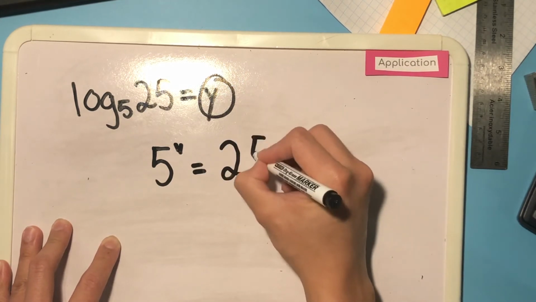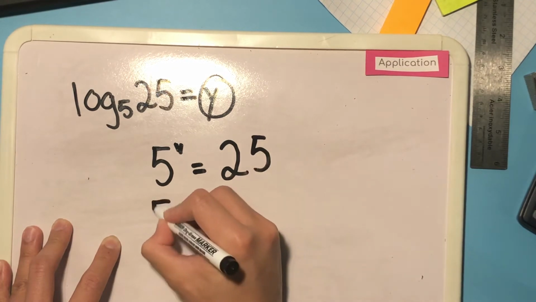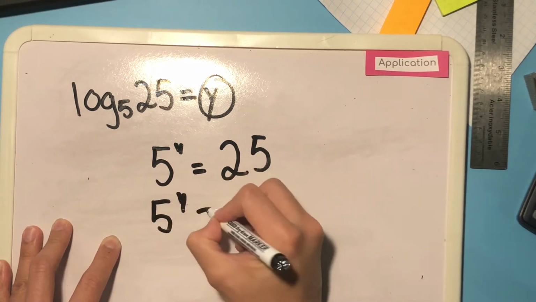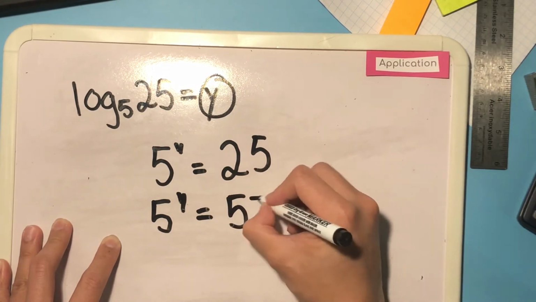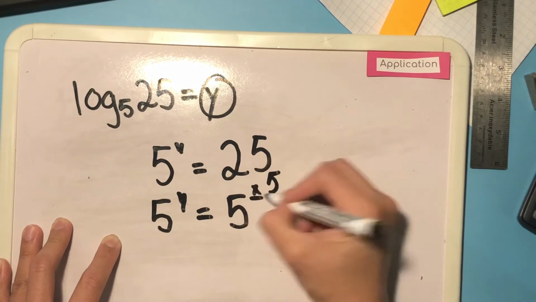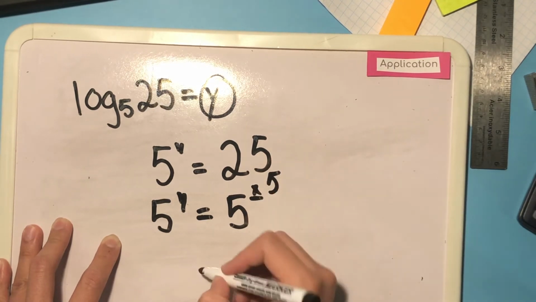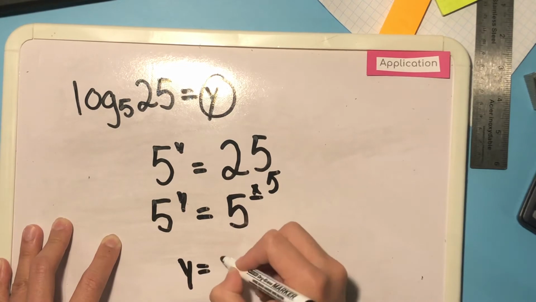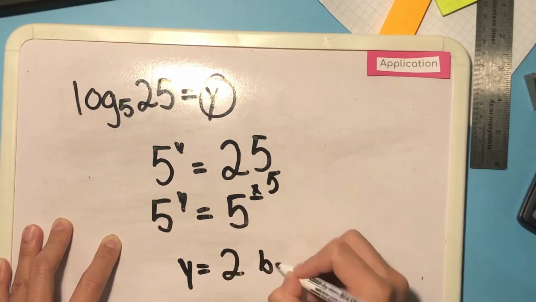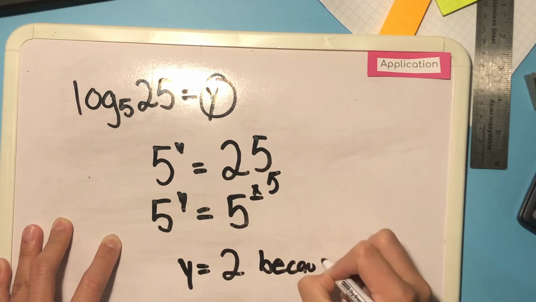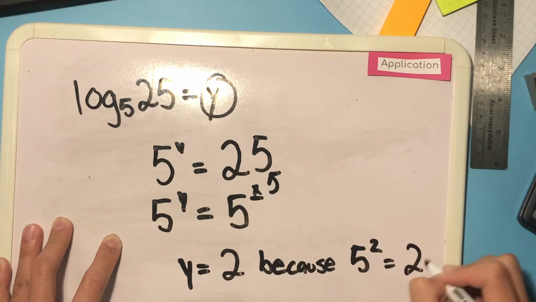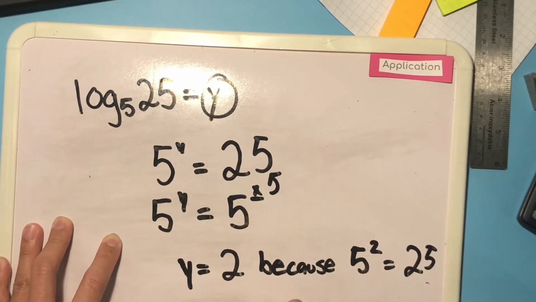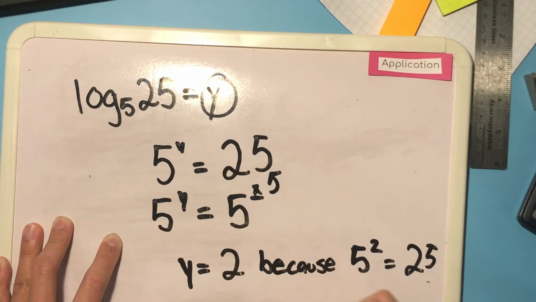Now, if that doesn't work for you, you can also change the 25 into 5 squared. So you can rewrite this as 5 to the power of y equals 5 to the power of 2. And you could essentially put an x on that little blank to help you see it. But with some guess and check, you can understand that if you do 5 to the power of 2, you'd get 25. Therefore, y equals 2 because 5 to the power of 2 equals 25. Now, a pro tip: just remember to always convert your logarithms into exponents to help you evaluate your variable.